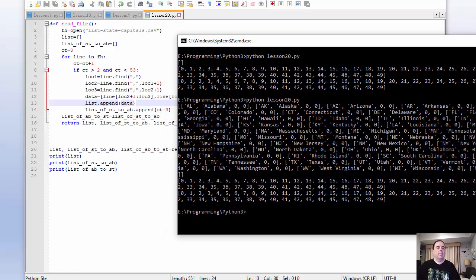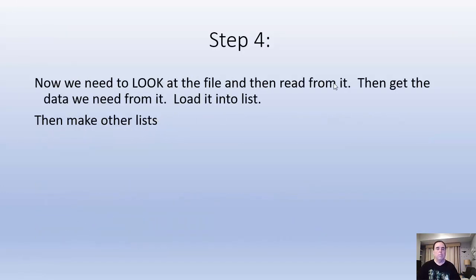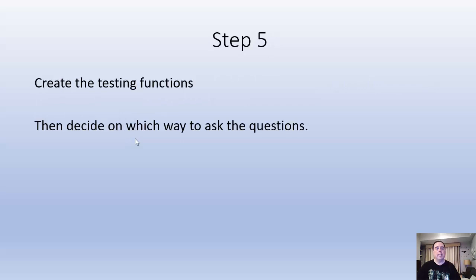Okay. So now let's look at what's next. Step 4. Look at the file, read from it. I've already done that. Load it into the list, make it a list. Okay, good. That's done. Now create the testing functions. Then decide which way to ask the questions. Well, before we do that, we need to ask the user what they want to do.